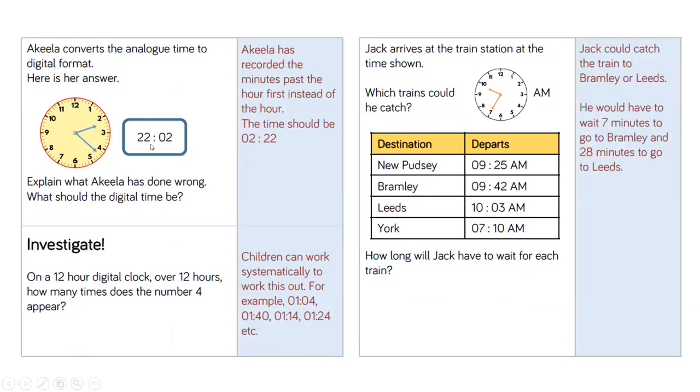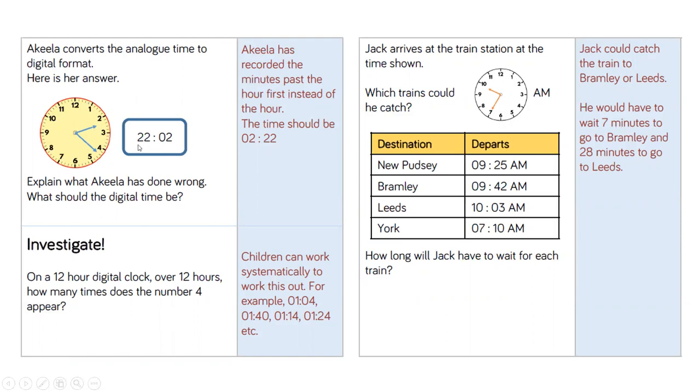Akila converts the analog time to digital format. Here is her answer. Right, explain what Akila has done wrong and what should the digital time be. So I'm going to just read the time here. And my hour hand is traveling between the 2 and the 3. Look at how many minutes passed. So we've done 5, 10, 15, 20, and then there's two jumps, 22. So it's 22 minutes past 2.